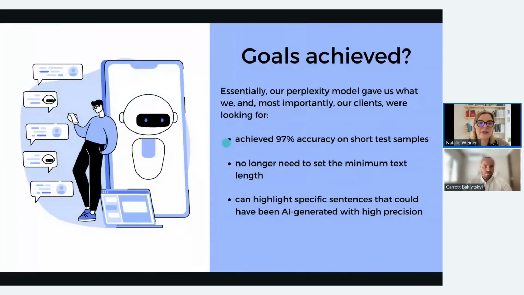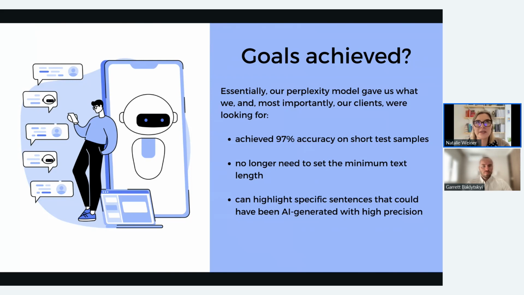Have we achieved our goals? Yes. Essentially, our perplexity model gave us what we, and most importantly, our clients were looking for. So we achieved 97% accuracy on short test samples. So it's like an amazing 97%. We no longer need to set the minimum text length.